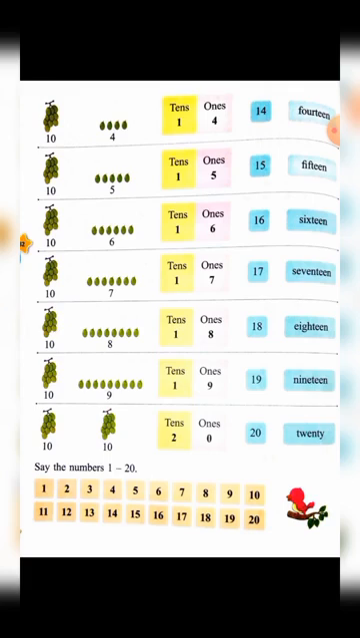Then 10 grapes. If we add 10 grapes to another 10 grapes, we get 20 grapes. Totally we get 20 grapes. So we should write 0 in ones place and 2 in tens place, 20. So say the numbers 1 to 20. 1, 2, 3, 4, 5, 6, 7, 8, 9, 10, 11, 12, 13, 14, 15, 16, 17, 18, 19, 20.